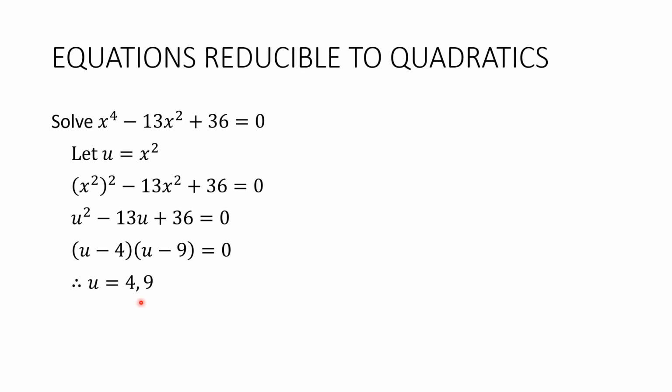And we're not finished because it hasn't asked us to solve for u, it's asked us to solve for x. So we're going to substitute back. Instead of u, we're going to put x squared there. So x squared is either equal to 4 or 9. If we want to solve x squared is equal to 4, we take the square root of both sides, so that will be plus or minus 2. And solving x squared is equal to 9, we're going to get plus or minus 3, so there are 4 answers.